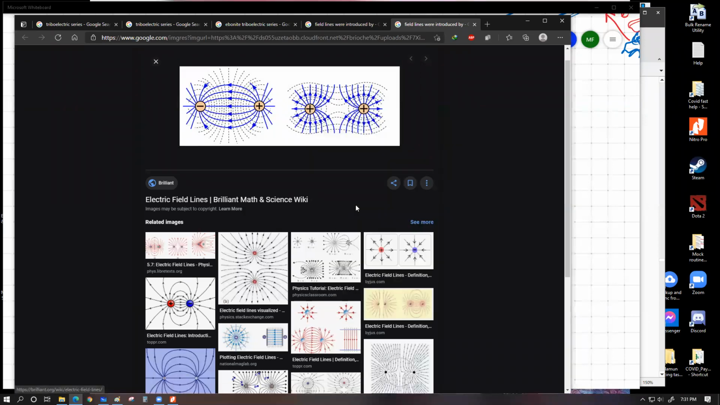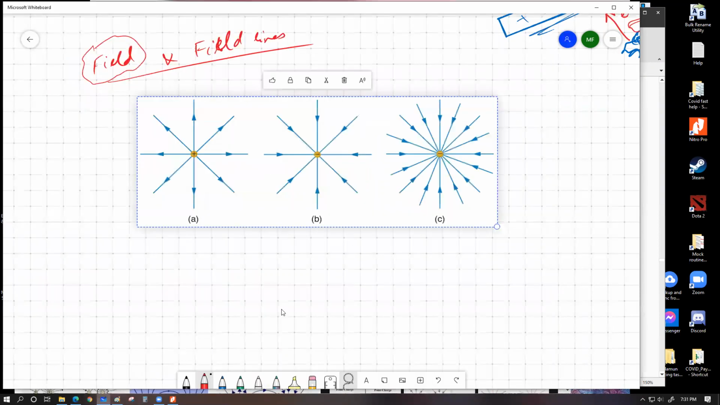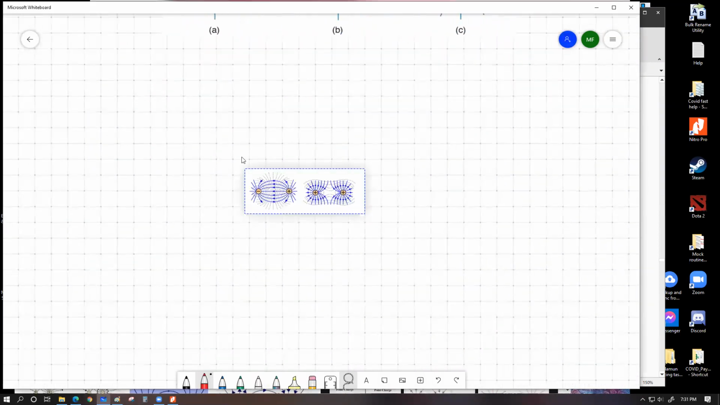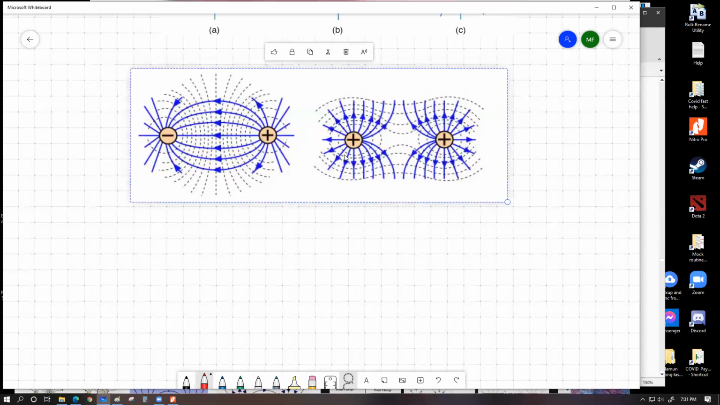This is a good image. I'm just going to do field lines with two charges, then I'll let you go. Many of you might actually have to leave. This is 7:30 already.